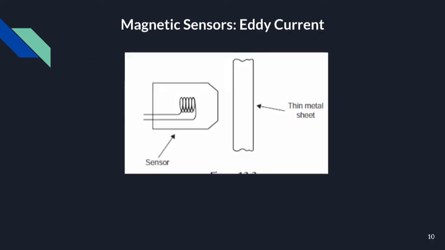Eddy current sensors consist of a probe containing a coil, as shown here, that is excited by a high frequency, typically 1 megahertz. This is used to measure the displacement of the probe relative to a moving metal target. Because of the high frequency of excitation, eddy currents are induced only in the surface of the target, and the current magnitude reduces to almost zero at a short distance inside the target.